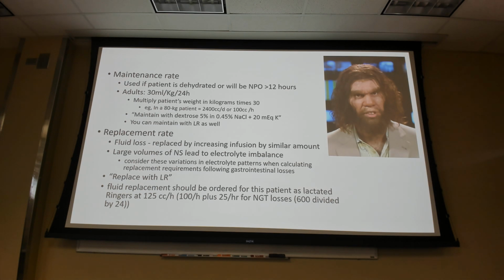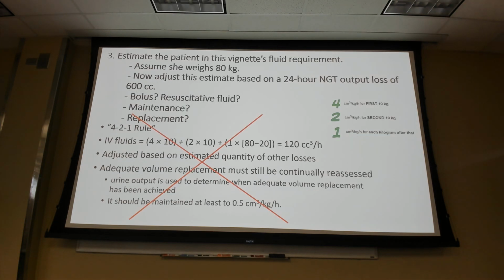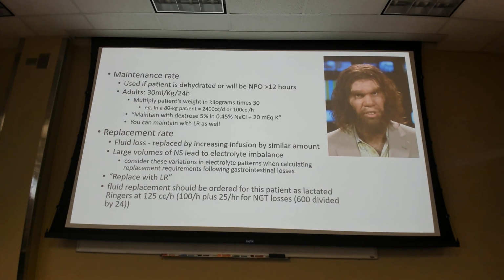And then what do we need to add to it? So what did we say on this patient? They had losses, right? So 600. That's going to be our replacement rate on top of it, which is 25. So if we divide the 600 over 24, this is what this patient's going to need during their hospital stay.